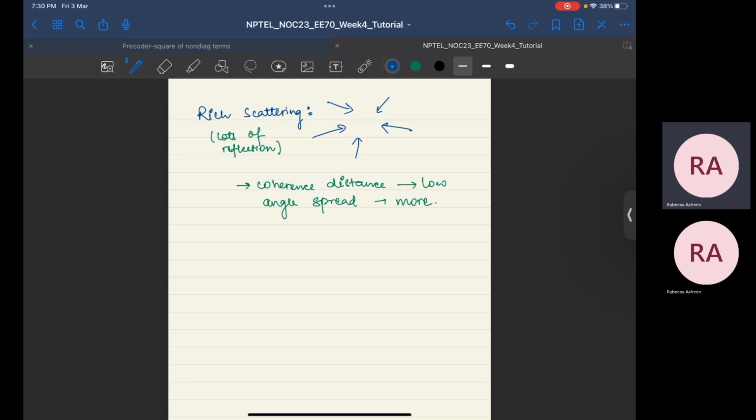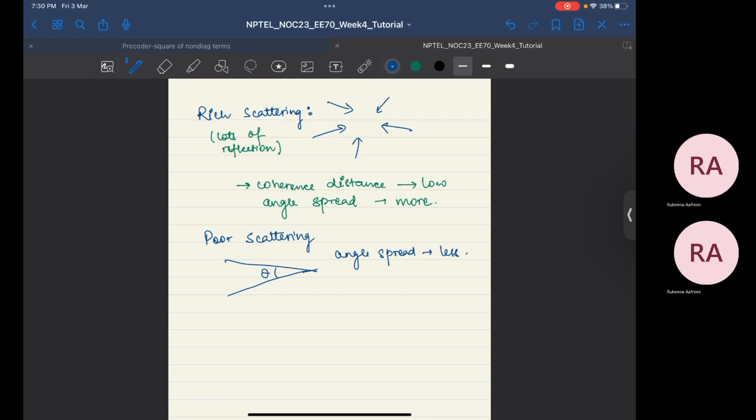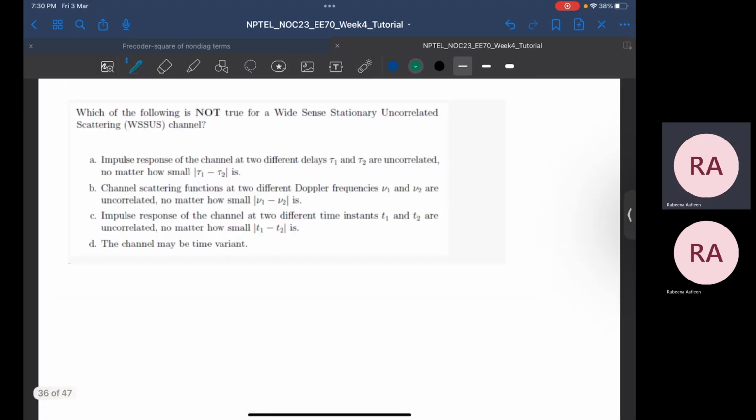For poor scattering, what happens is that less scattering is happening. So the signal is coming at a narrower angle. So in this case, angle spread will be less. And since it is poor scattering, the signals will be more correlated. So here the coherence distance will be more. Okay.